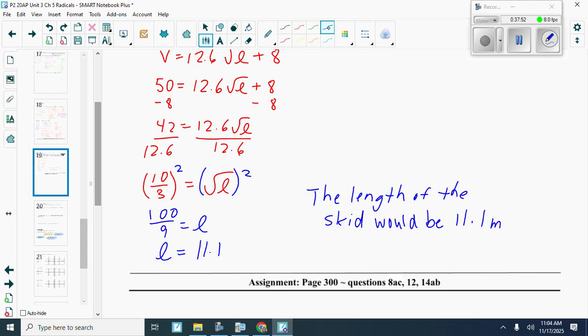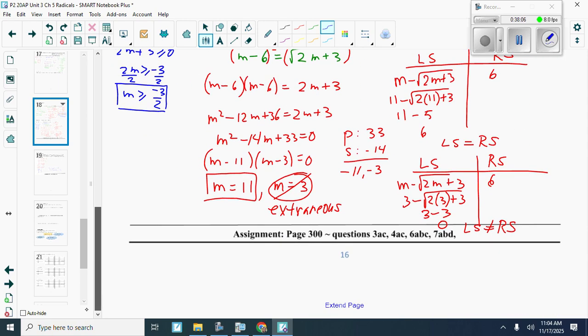So, go ahead and grab your textbooks. We're going to be doing page 300. We're going to be including these questions along with the ones that are on the bottom of the previous page. So all the questions on page 300.